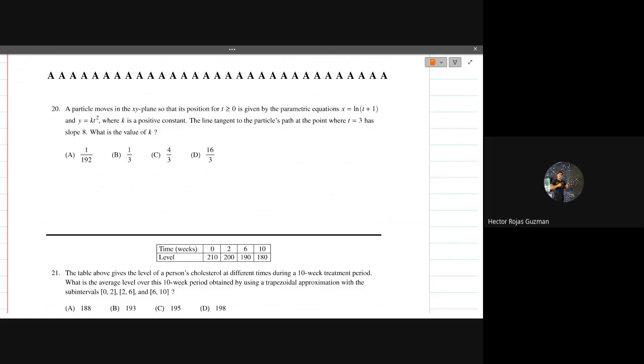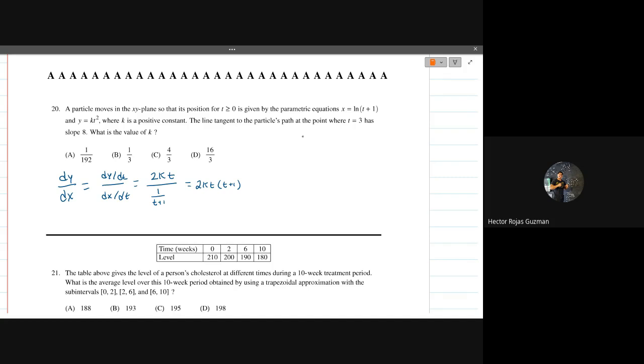Okay, so we're going to start by finding the slope of the tangent line. dy dx in parametric equations is dy dt divided by dx dt. So what are those derivatives? Well, the derivative for dy dt is 2kt, and the derivative of x is 1 over t plus 1. Okay, I can always clean this up by multiplying it by the reciprocal. And I'm going to leave it like this.